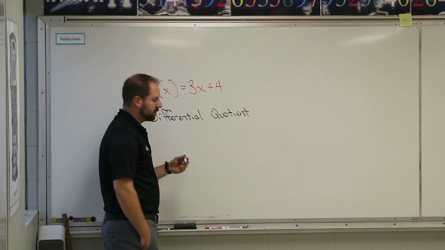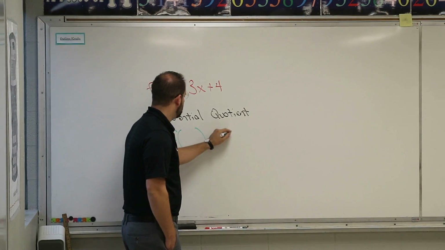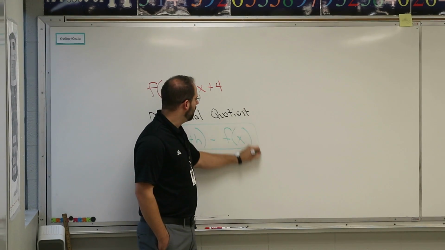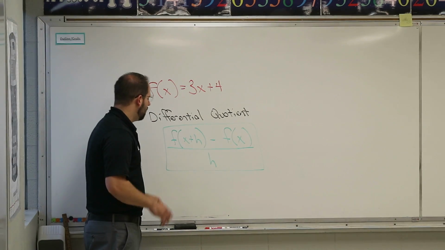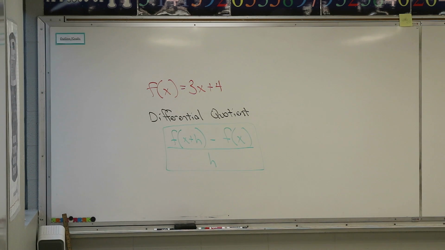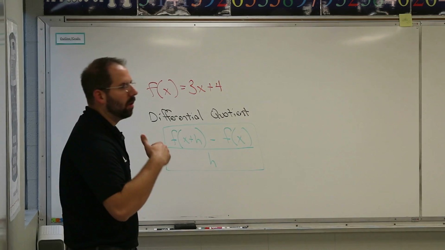What a differential quotient looks like, it looks like this. This is the generic formula that we use for differential quotients. It's this go-to thing we use. I'll let you write this down, then I'm going to do my best to explain what we're doing. So a differential quotient is f of x plus h, then we subtract f of x, and we divide it all by h.